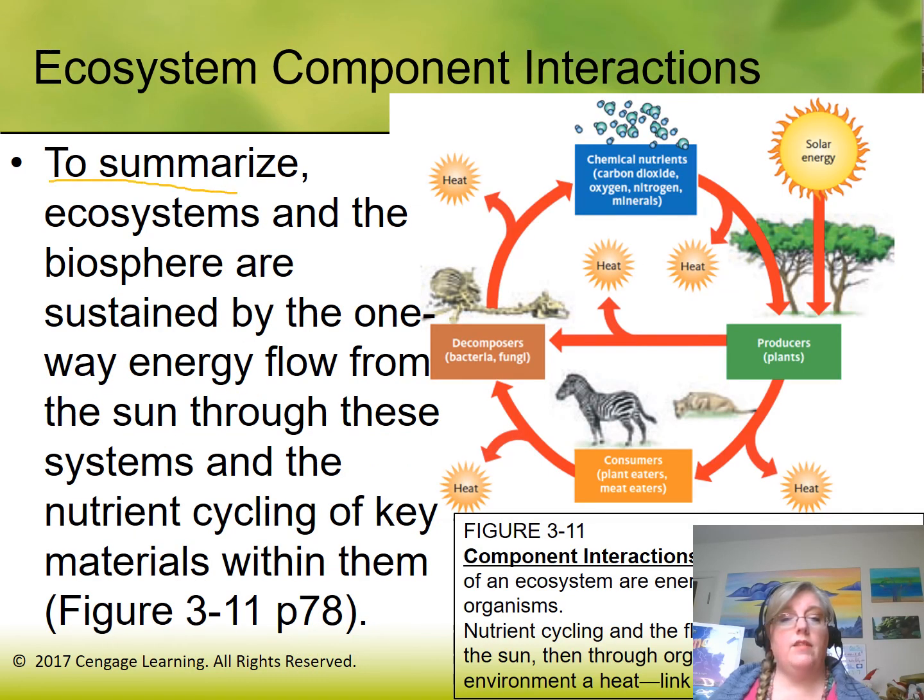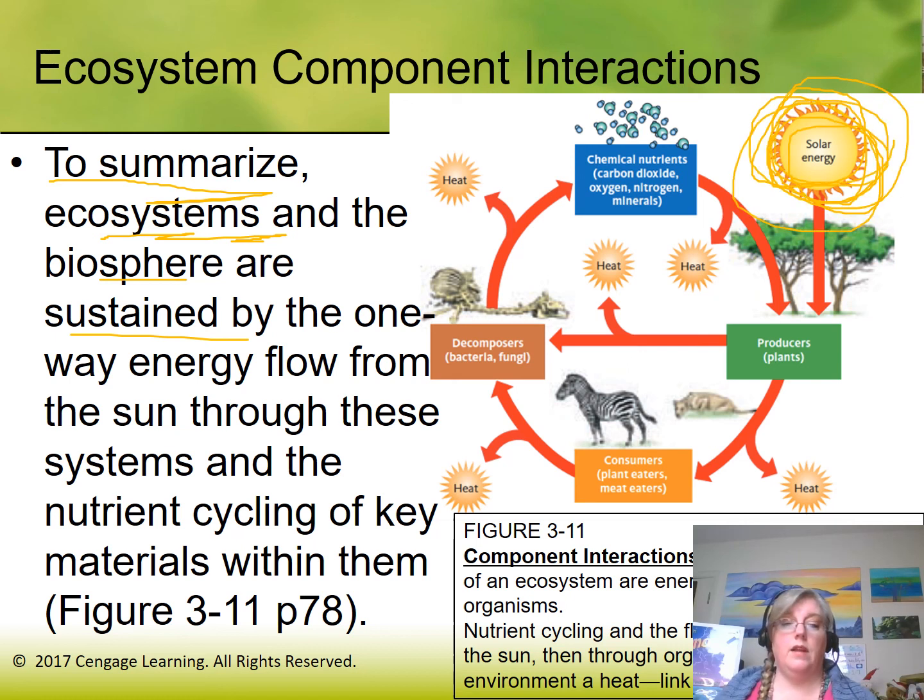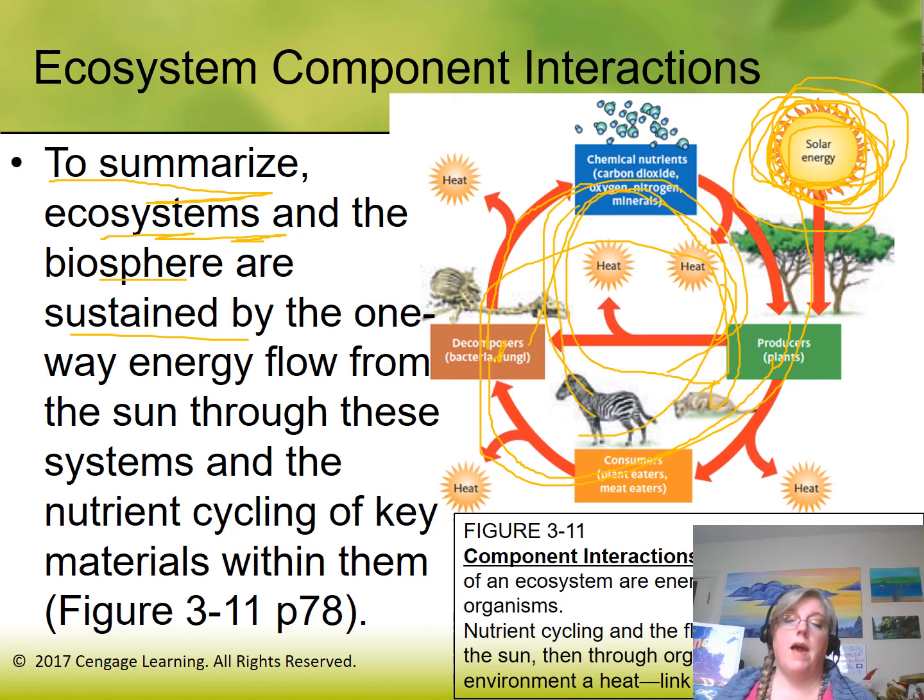All right, so to summarize, the ecosystems and the biosphere are sustained by the one-way energy flow of sunlight coming in. Sunlight coming in gets this whole thing started. And once we have this started, the producers are making it, the consumers are eating it, the decomposers are breaking it down. But it is the sunlight coming in that kicks off this whole thing for us. The cycling of matter and energy through the ecosystems starts off with the sunshine, the one-way input of sunlight. So that's how this thing works.